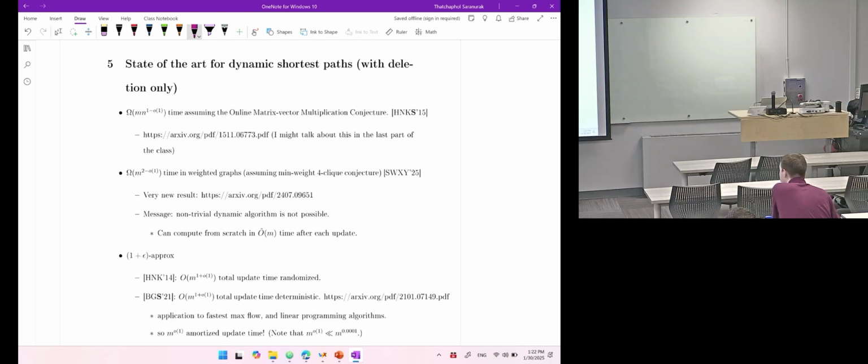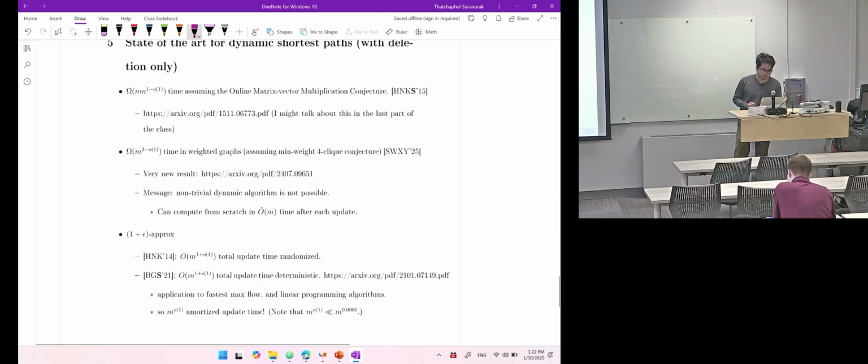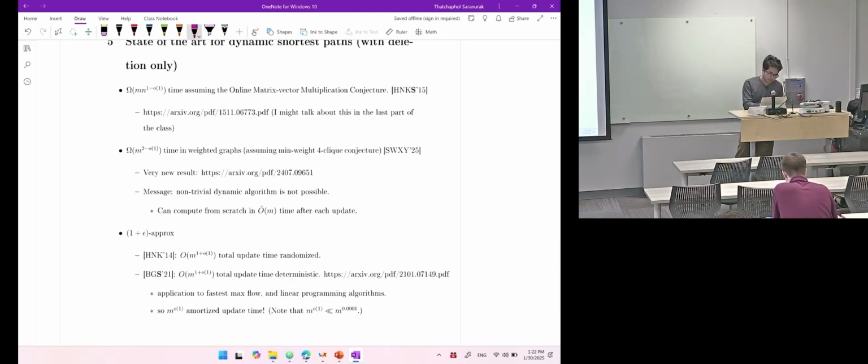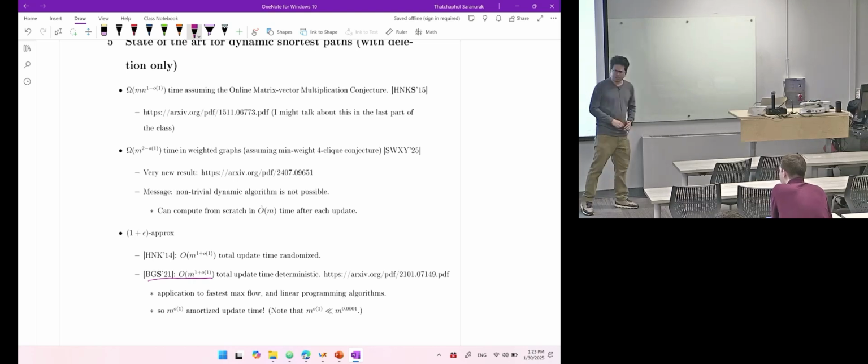However, if you are okay with some approximation, like a 1.001 approximation, then you can do things much faster. Some years ago, we showed that you can actually do it in total time almost linear. So that's quite nice, but it's still quite complicated. And this area is still quite active, and I'm still excited about it.